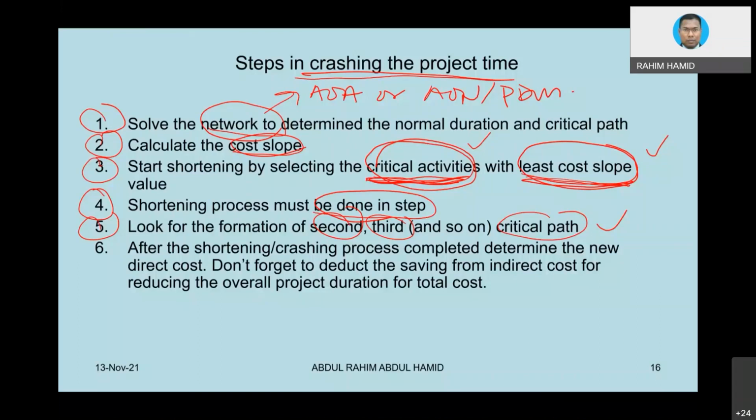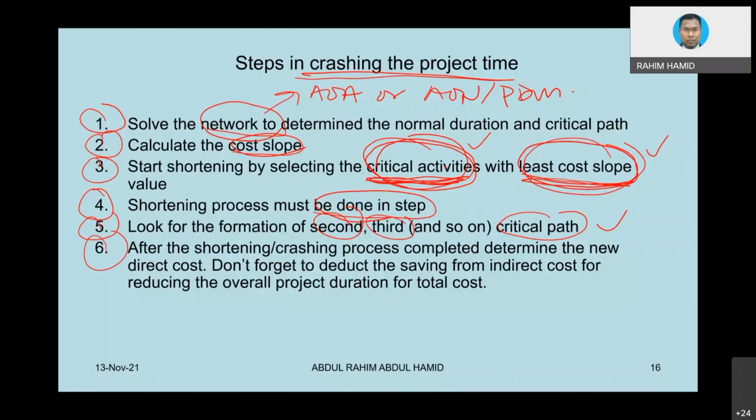Well, when you want to crash a project, remember you focus on critical activity. Since all the activity could be critical, now you have to consider many activities at one time, not only from the original path, but in many paths. But then you still need to select which one is which. So that is the idea.